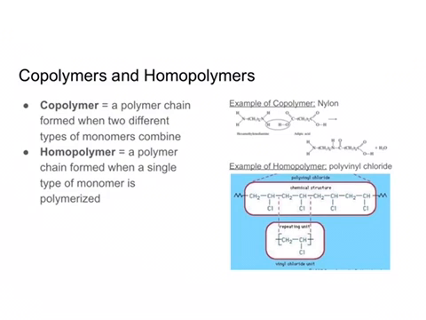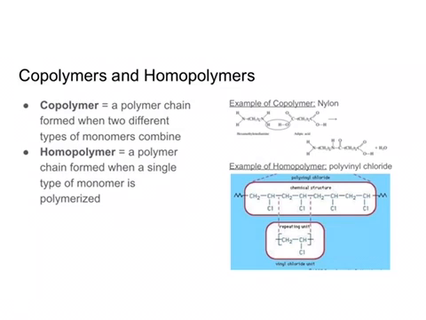So comparing these two different types of polymers, a copolymer is just a polymer formed when two different types of monomers combine. So here we have hexamethylenediamine, I'm sorry if I pronounced that wrong, and adipic acid, and they combine to create the nylon that we discussed before. There are two different types of monomers, and then the polymer they form is unique.